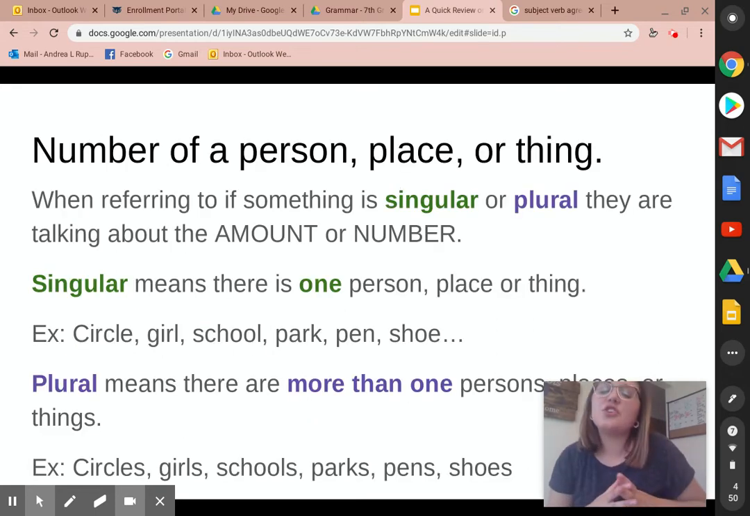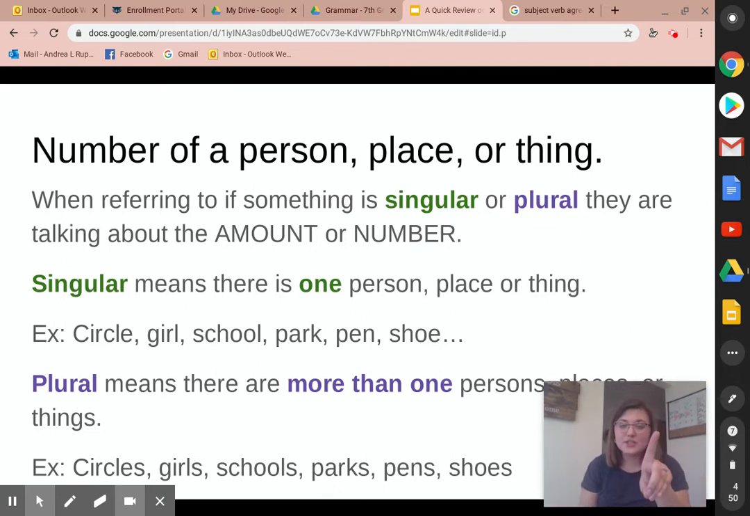Now, this is when we're starting to cover some things we recently learned. If we're talking about whether something is singular or plural, we're just talking about the number or the amount that our person, place, or thing is. Singular means there is one person, place, or thing. Singular means one. You might want to think of it as being single. If you're single, you're one person. If you're in a couple, there's two. Examples of singular are circle, girl, school, park, pen, shoe. The list goes on, but they're all one thing.